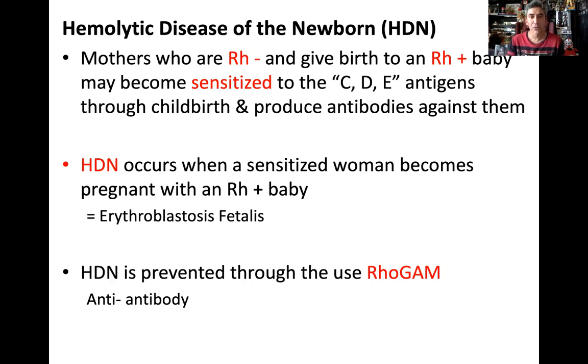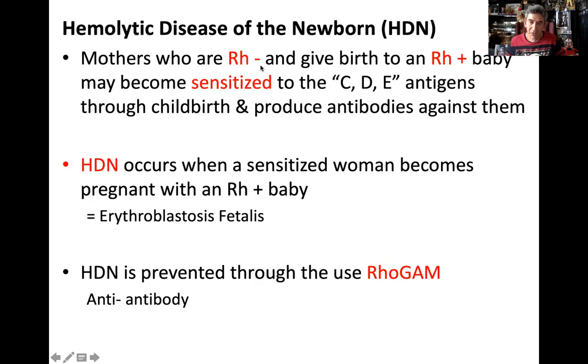So if you remember our rule, RH negative blood can be given to basically anyone, RH positive or RH negative. RH positive blood can only be given to an RH positive recipient. So mothers who are RH negative and give birth to RH positive babies may become sensitized to CD and E antigens.